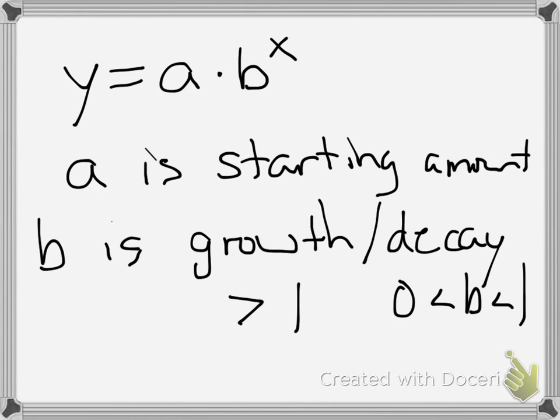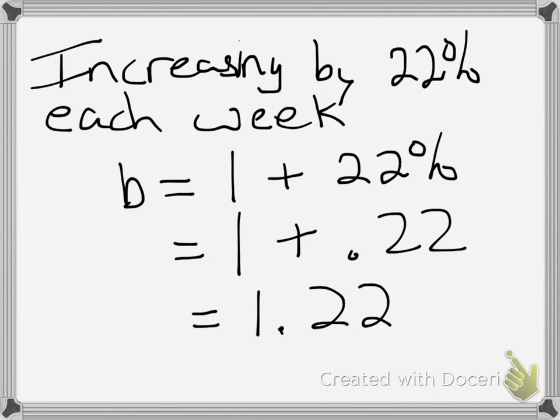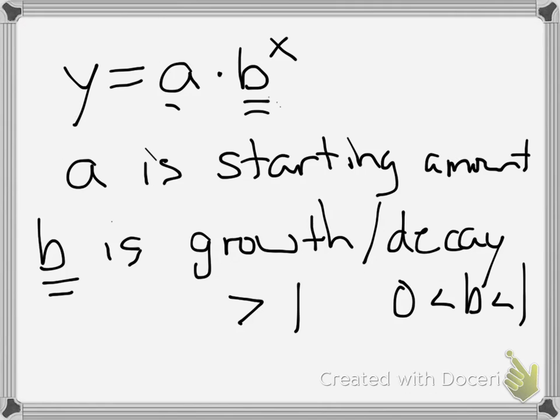Going back to that original slide here, b, we know, is our growth or decay factor. It's the number we're multiplying our a value by to determine the new amount. So a is what we start with, and then we multiply by b x number of times, depending on how many times it's growing or decaying by that certain percentage. So if something was increasing by 22% each week, the b value that we use would be 1.22.